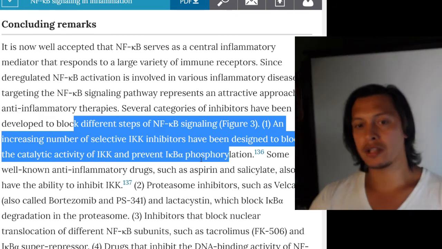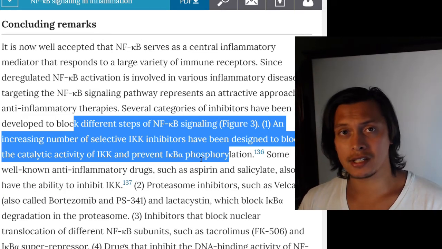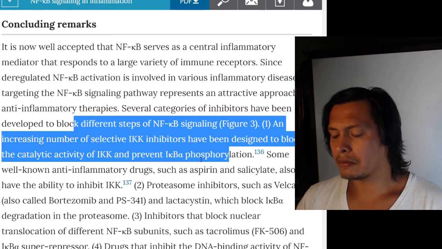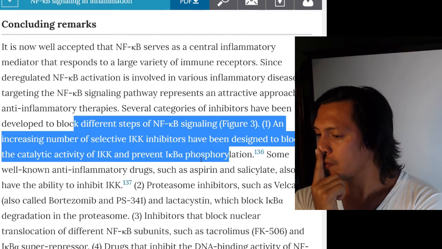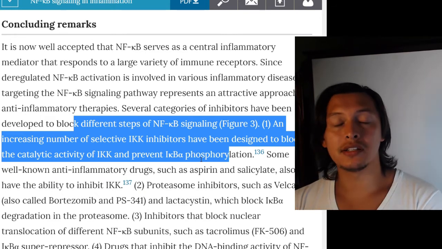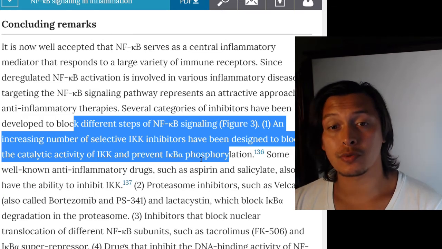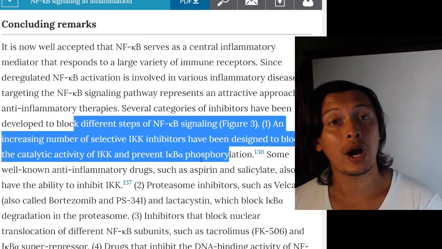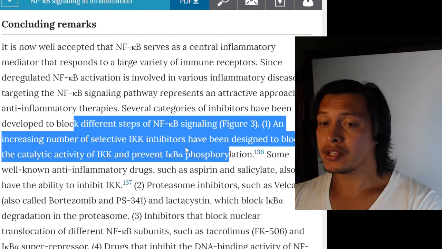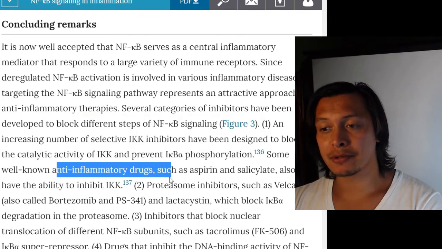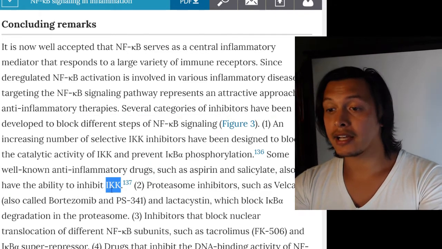So that's one of the benefits of having redundancy. That's one of the reasons why having redundancy in our pharmaceuticals is really important, because then we can have a wide variety of different chemicals that we can choose from. So anyways, some well-known anti-inflammatory drugs such as aspirin and salicylate also have the ability to inhibit IKK.